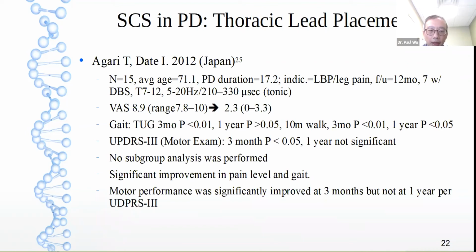In terms of gait, the Timed Up and Go, the TUG, has shown improvement at 3 months, but not so much at 1 year. The 10 meter walking also showed significant improvement at 3 months and at 1 year. The UPDRS motor score is significant at 3 months, but not significant at 1 year. But they also report the improvement in the relationship between pain level and gait. And again, the motor performance was improved at 3 months, but not at 1 year.